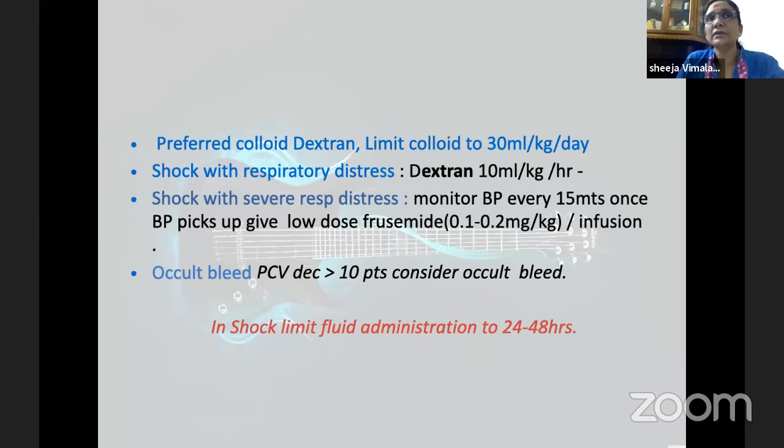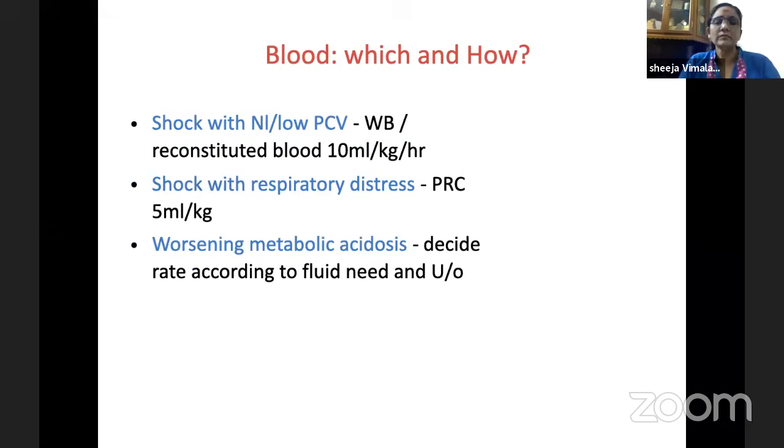And the most important thing that we need to remember is that the fluid administration should be limited to 24 to 48 hours. The child in shock would have received a lot of fluids. A lot of fluid will be sitting in the interstitium. If you go on giving the fluids beyond 24 to 48 hours, as the child goes into the convalescent phase, the baby will go into pulmonary edema. So it's very important to judiciously taper and stop the fluid.